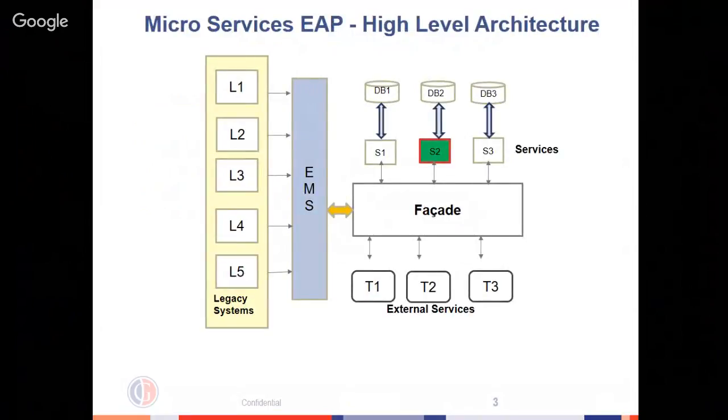This is the high-level architecture of a microservices enterprise application platform. Here, S1, S2, S3 are the services which are performing dedicated tasks like creation of the product, creation of attributes, and tagging of attributes with the product. These services are integrated with external services T1, T2, and T3, and also integrated with a legacy EMS-based system. All these components are communicating via a single facade channel.